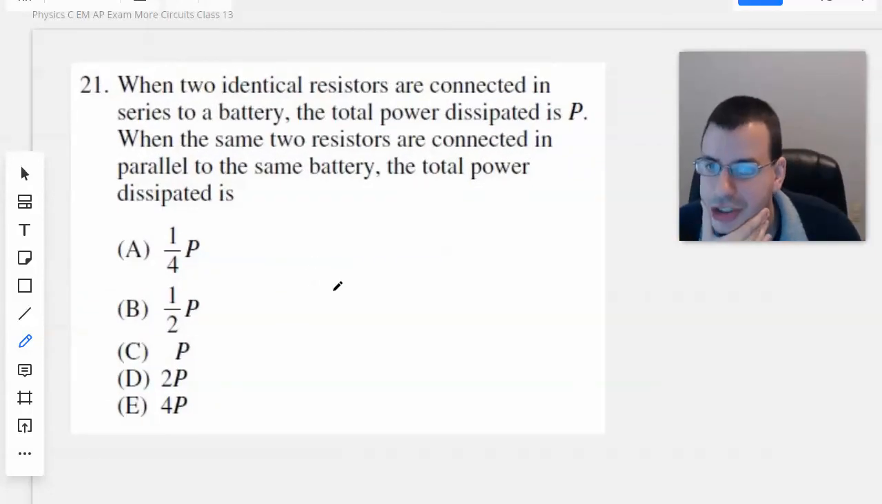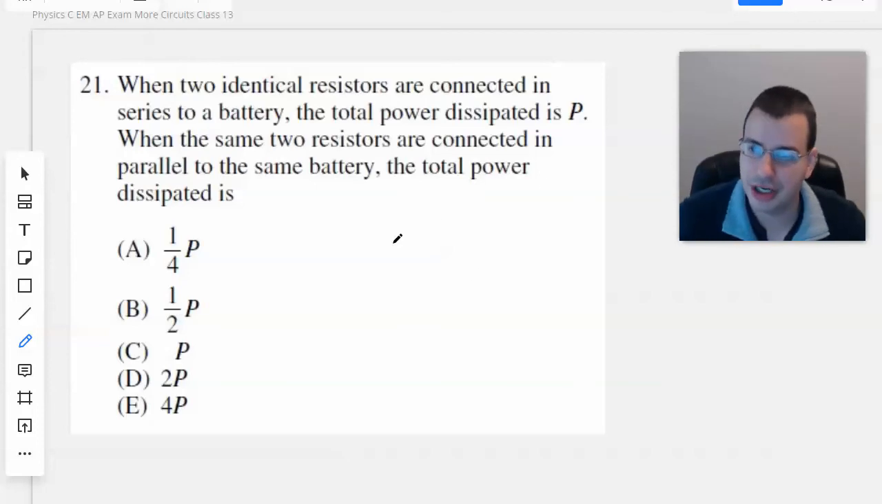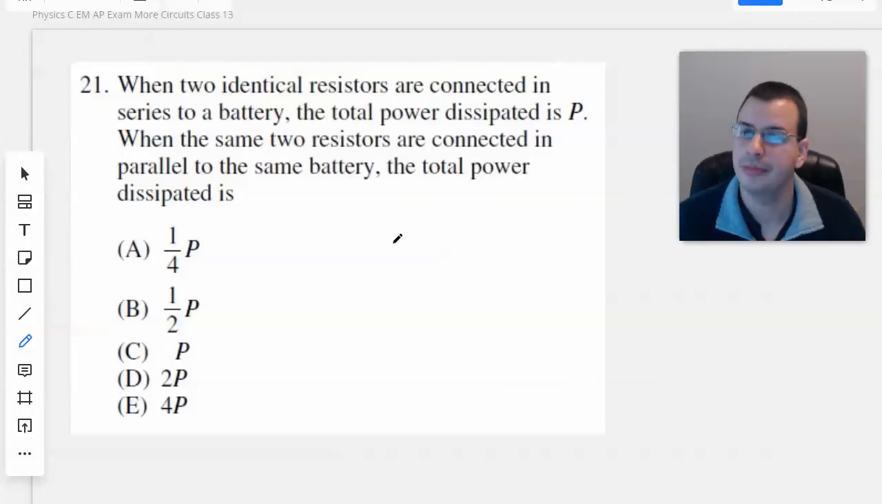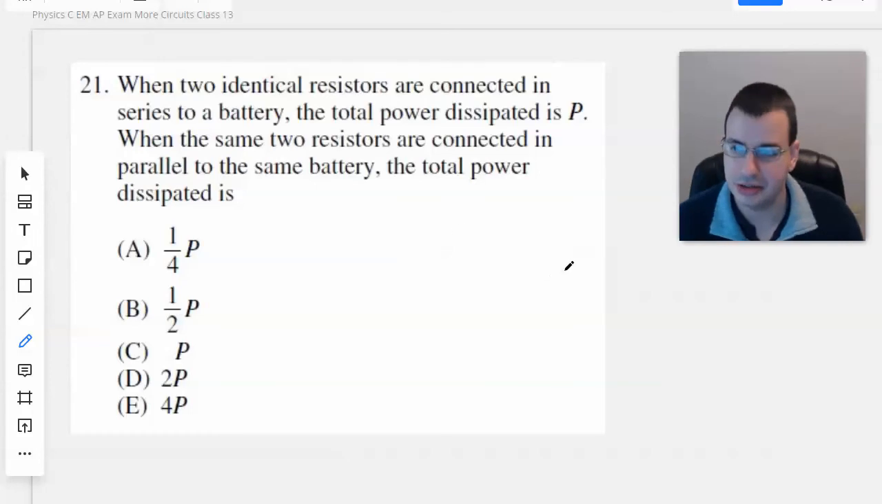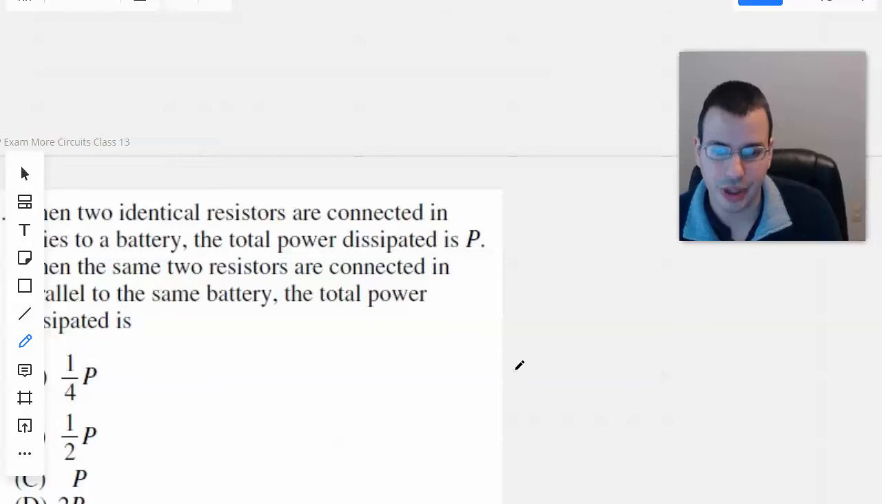When two identical resistors are connected in series to a battery, the total dissipated power is P. When the same two resistors are connected in parallel to the same battery, the total power dissipated is... Okay. So I'm going to start by writing out what they said for the first section.